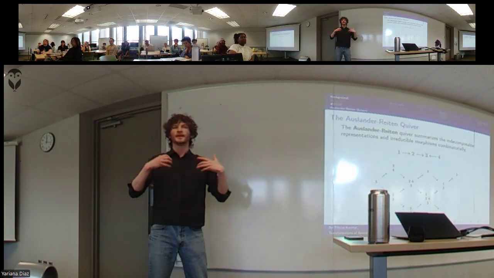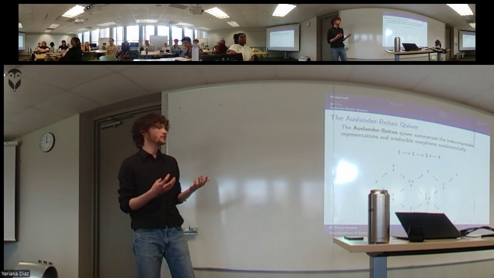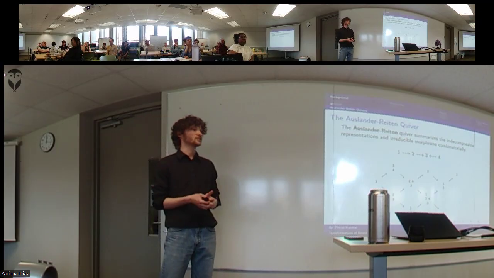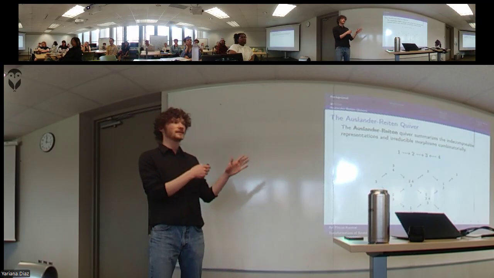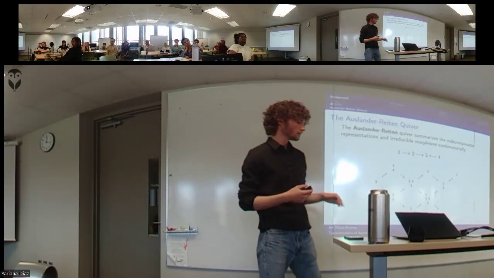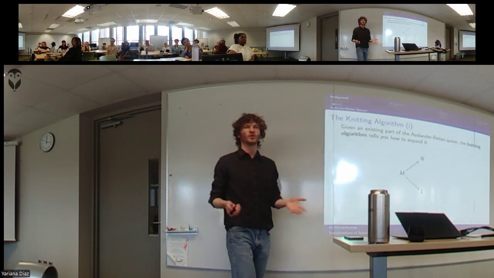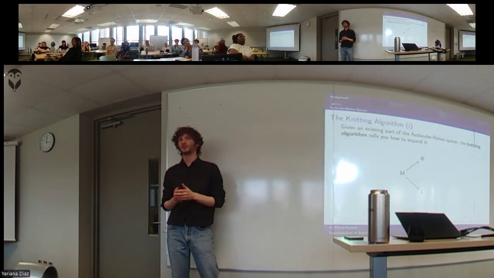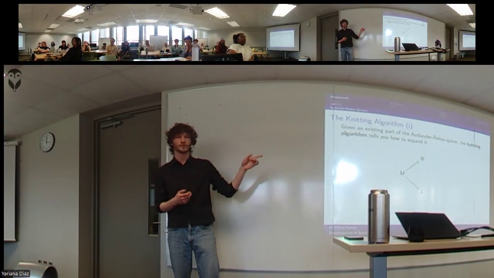And so we've taken this enormously large and infinite category of representations, and we've distilled it down into this thing that we can write down on a piece of paper and just look at with our eyes. But this thing doesn't just pop out of nowhere. We still need to calculate it. And the tool that we use to calculate it is this thing called the knitting algorithm.